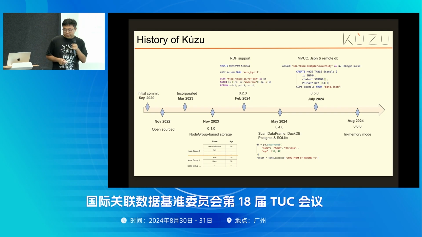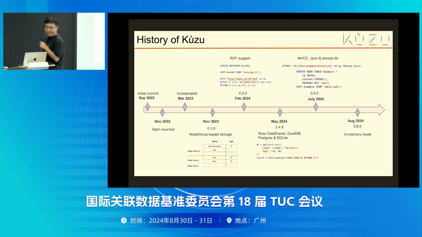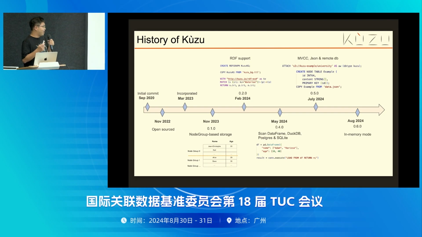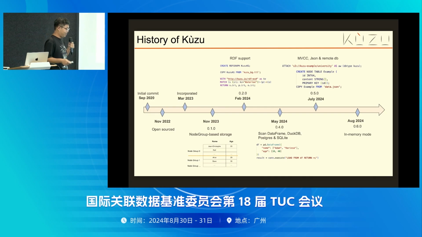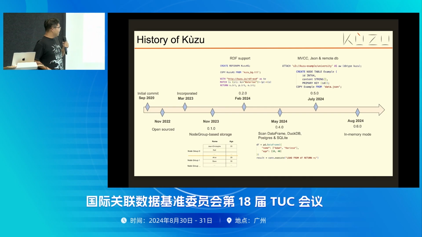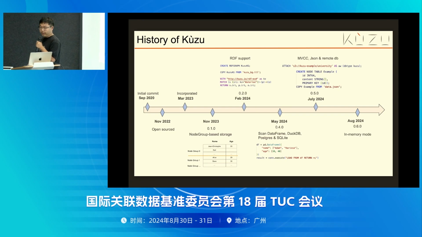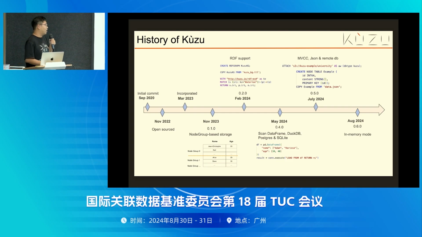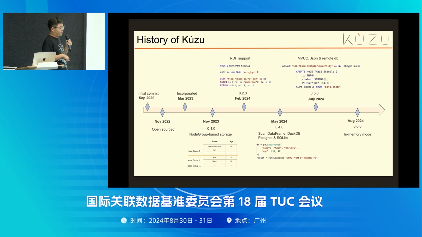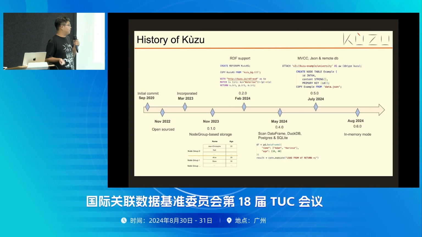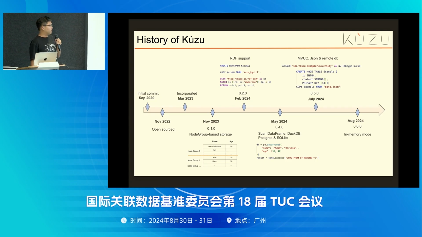Here is a little bit of a history of Kuzu. We wrote our first line of code in September 2020. For a few years, it remained a research product until we decided to make it open source at the end of 2022. Soon after that, we officially incorporated and spun off in March 2023. Ever since then, in the past 1.5 years, we have been focusing on delivering more user-facing features.